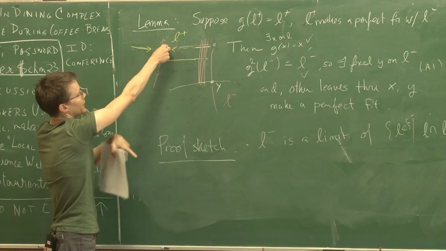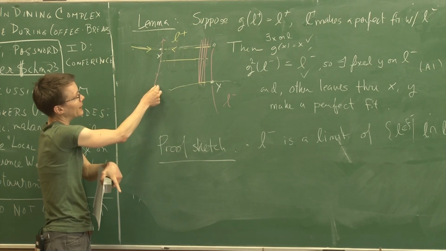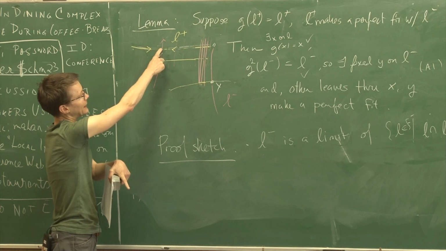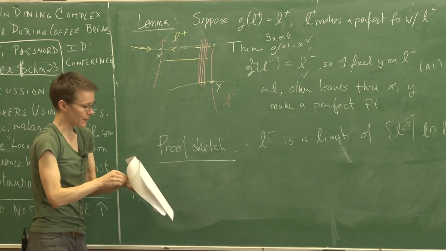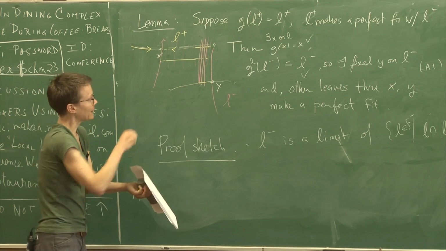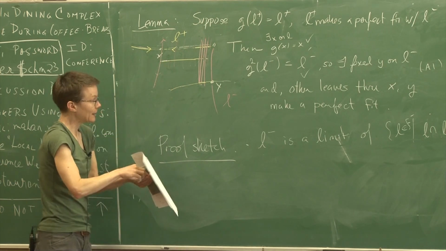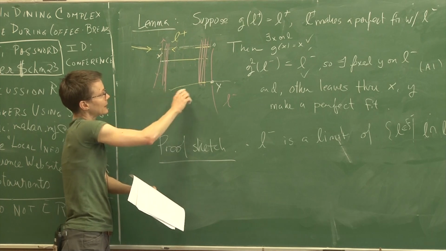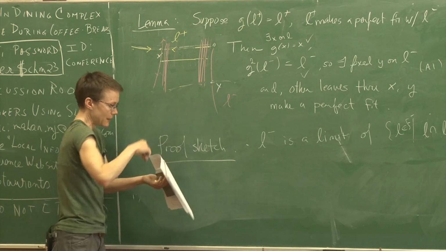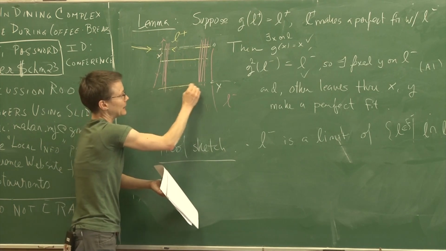I can get as close as I want to this leaf through X that I'm trying to show makes a perfect fit. So I iterate this picture under G, and I get something that's this very short segment and a bunch of leaves very close. And this leaf is also fixed by G, so they need to continue to intersect it.